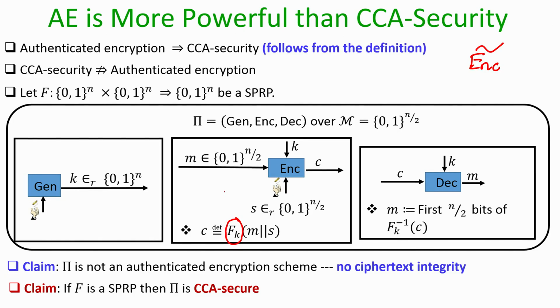are replaced by a truly random permutation. So, imagine both sender and receiver have access to a truly random permutation, and to compute an encryption of n by 2 bits, you pick a randomness of n by 2 bits and evaluate this truly random function on the concatenated message and the randomness. And analogously, you perform the decryption operation. To decrypt a ciphertext, you compute the inversion of the ciphertext as per the truly random permutation and just take the first n by 2 bits of the recovered output as the plain text.